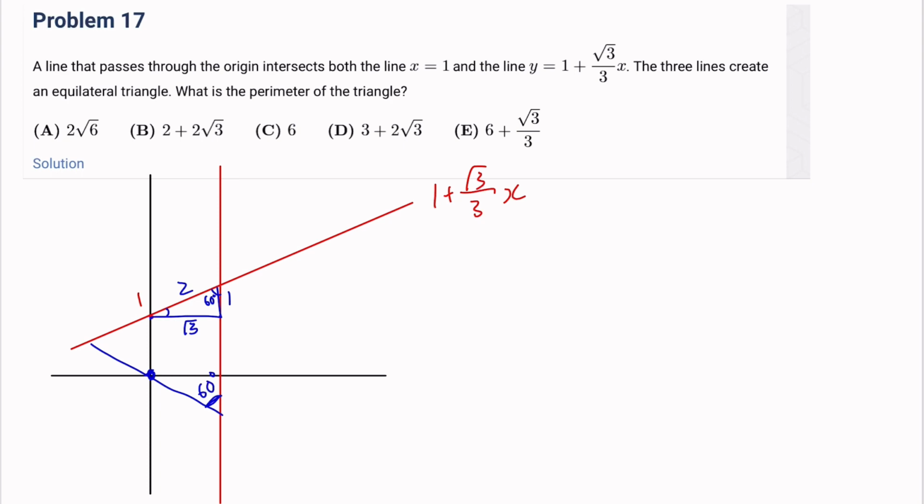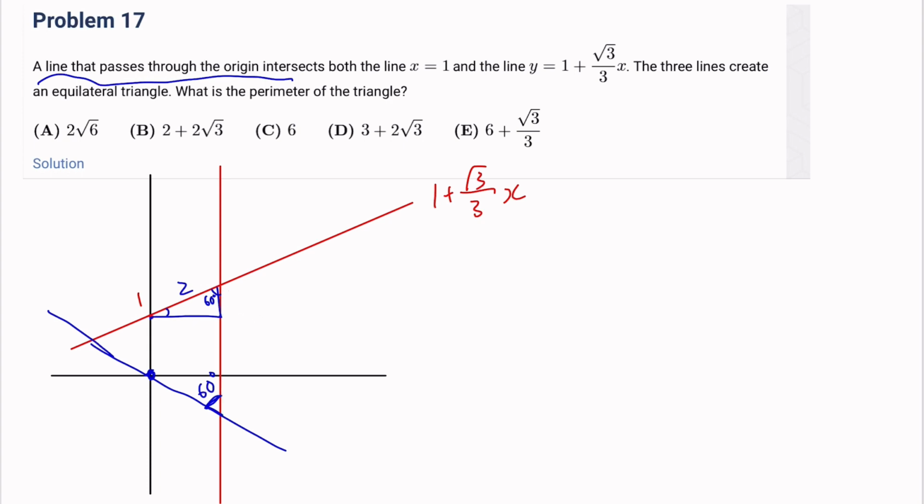And so this is the line that passes through the origin. So this is our last line. But then for this, we don't have to get the slope, because what we want is the perimeter of the triangle, right? And so if we know the length of that line, then we have our answer, right?